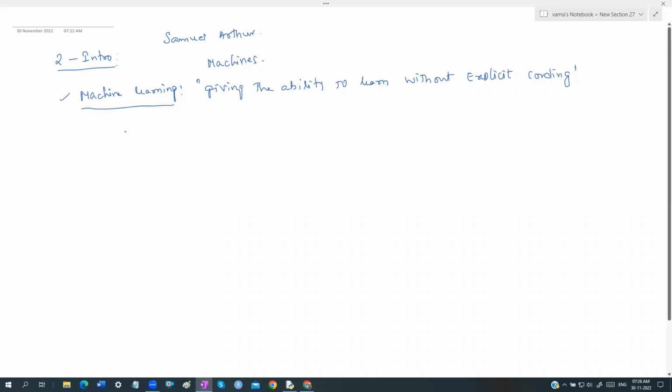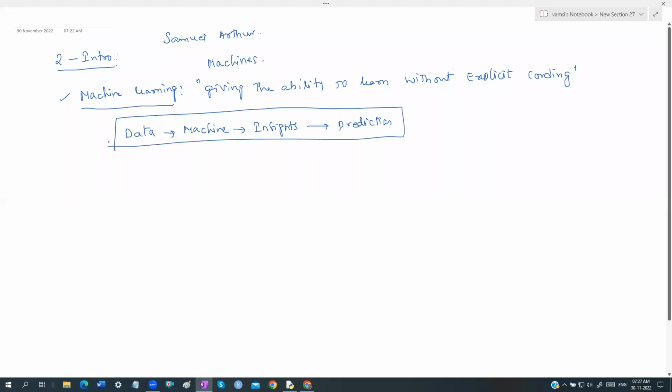So as I told you, to put it simply, data is given to the machine. The machine studies the data and gives you some kind of insights. Based on these insights, we can do some kind of prediction. This is a simple way to understand what machine learning is: you give the data to the machine, it studies the data, gives what it studied as insights, and based on those insights we do predictions.